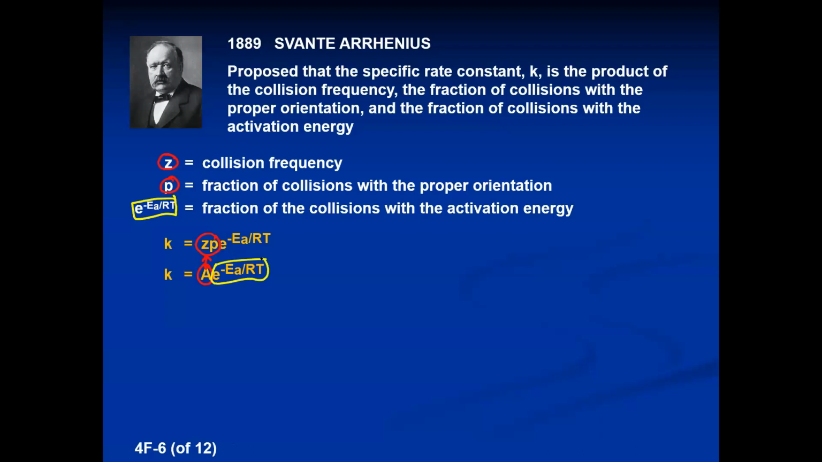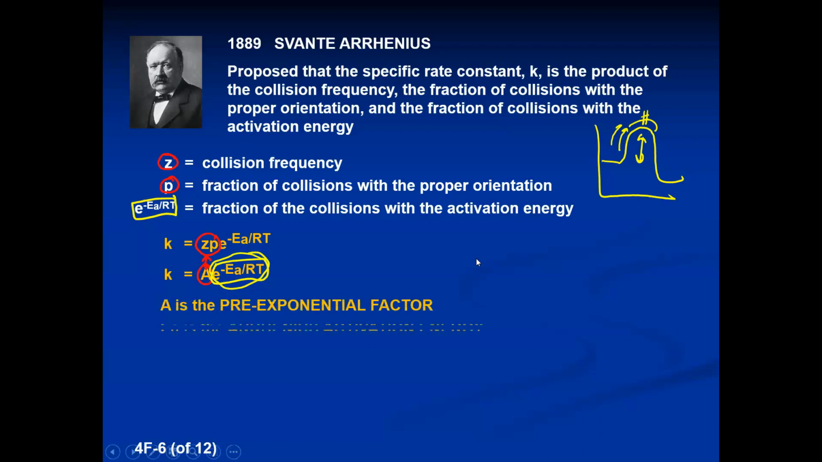This is the fraction of collisions with enough activation energy to get over. So this means they have enough energy to get over the hump. That's this piece right here. This A is the number of molecules that are trying to get up. The exponential factor is the one that have enough energy to get over. So again, A we call the pre-exponential factor, and EA is the activation energy.